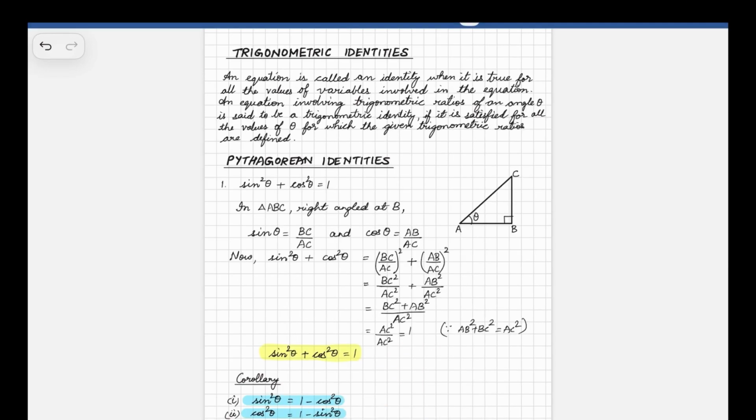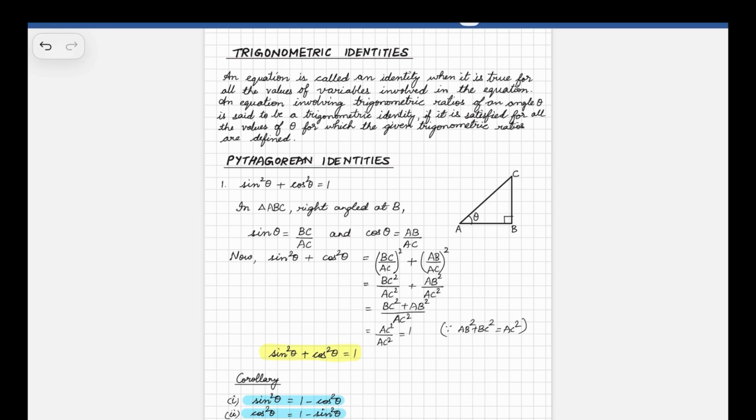Now let us know something about these trigonometric identities. An equation is called an identity when it is true for all the values of variables involved in the equation. An equation involving trigonometric ratios of an angle theta is said to be a trigonometric identity if it is satisfied for all the values of theta for which the given trigonometric ratios are defined. So first let us take the Pythagorean identities.